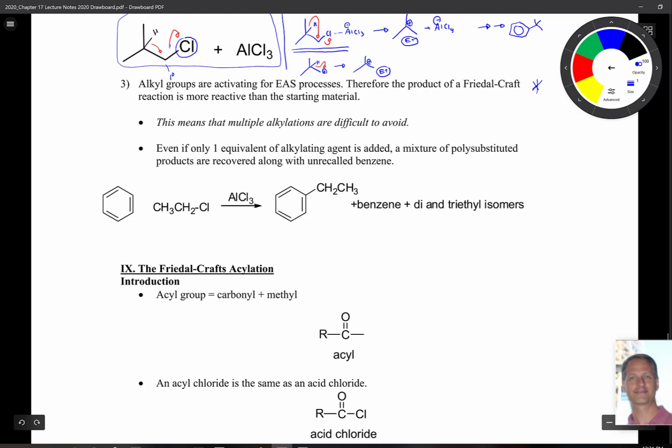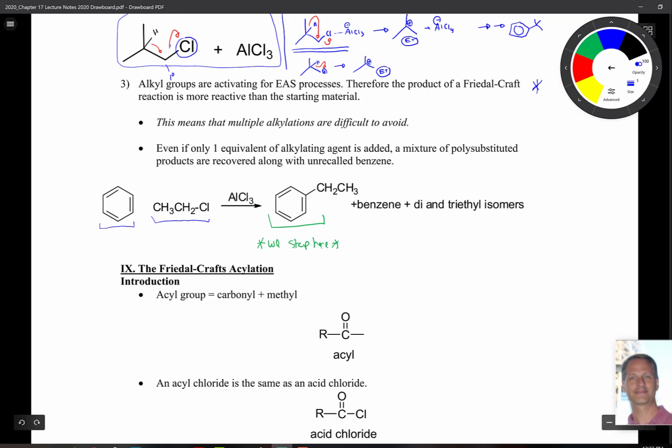So, looking down below here, you have benzene, right, plus this alkyl halide with AlCl3. So your first product would be this. And so this, for the sake of what we're going to be doing, right, we stop here.